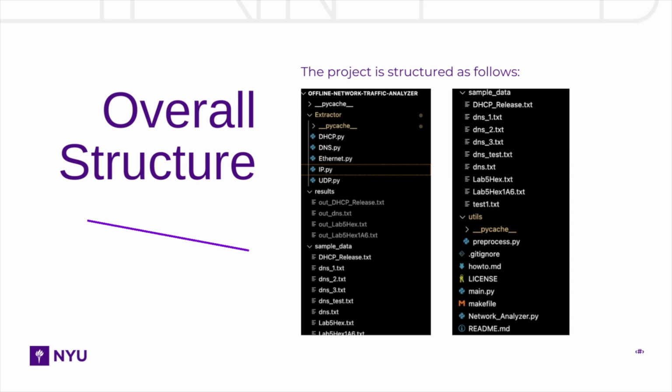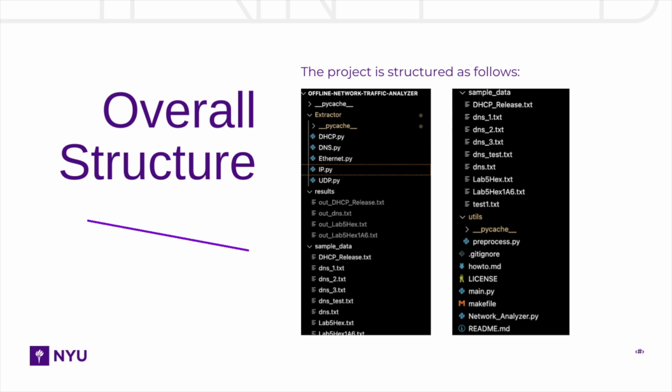First of all, here's the overall structure of our project. The extractor folder contains the code for extracting different layers of the network packets. The sample data folder contains the test files for the program. The utils folder contains the utility functions used in the program, including the data pre-processing functions. And the results folder is the default folder that contains the saved output files.